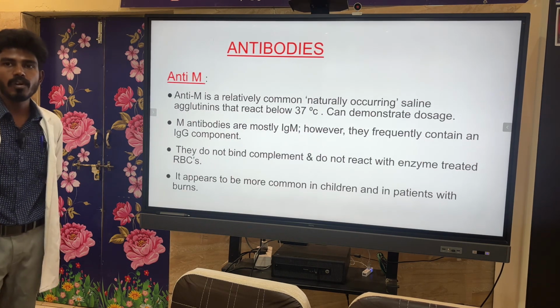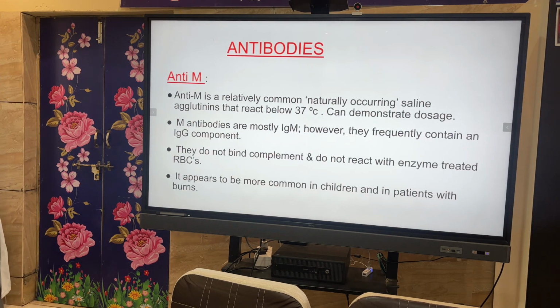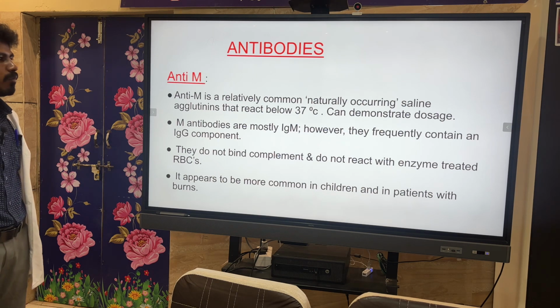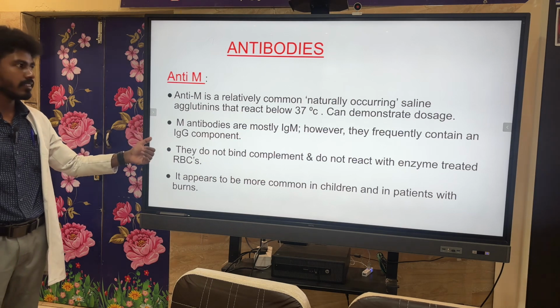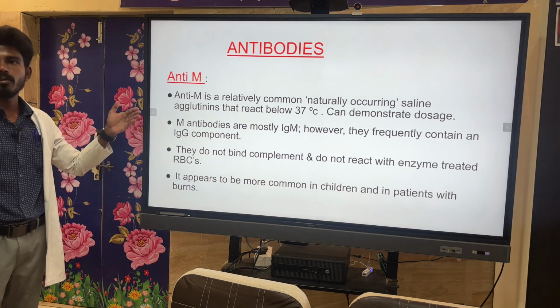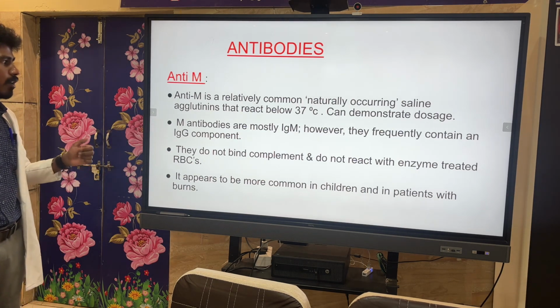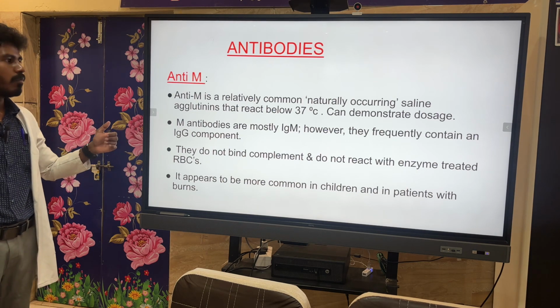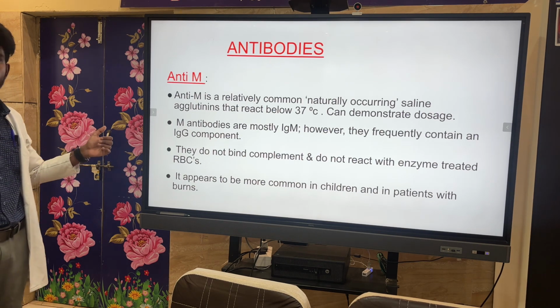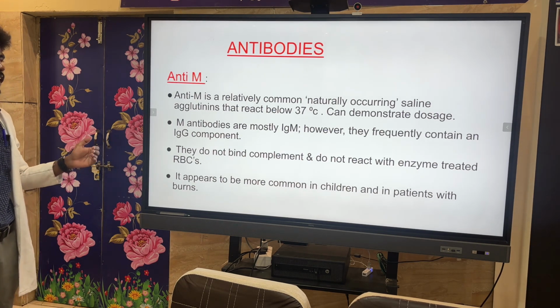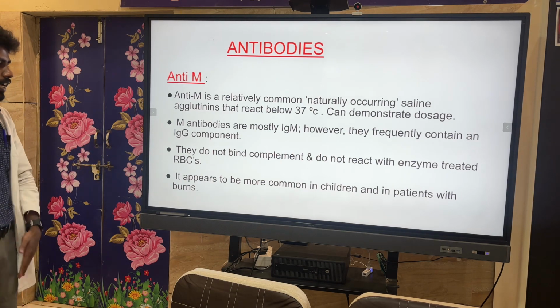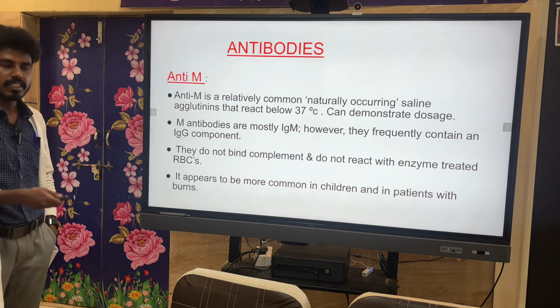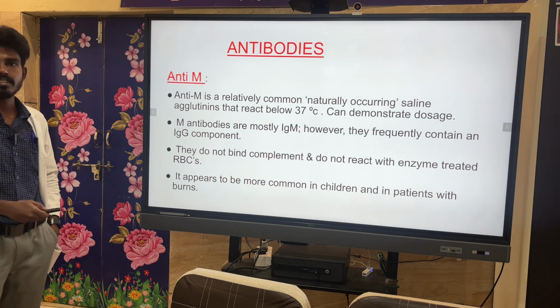Next we see about antibodies. Anti-M. Anti-M is relatively common. It's a naturally occurring antibody. It reacts below 37 degrees. It shows dosage effect. M antibodies are mostly IgM but frequently contain an IgG component also. They do not bind complement and do not react with enzyme treated RBCs. It appears more common in children and in patients with burns.